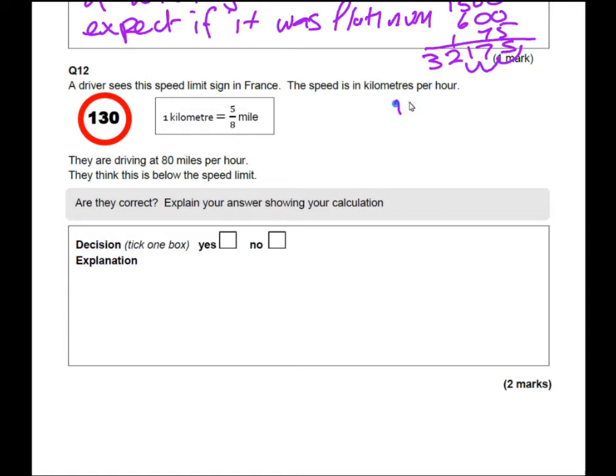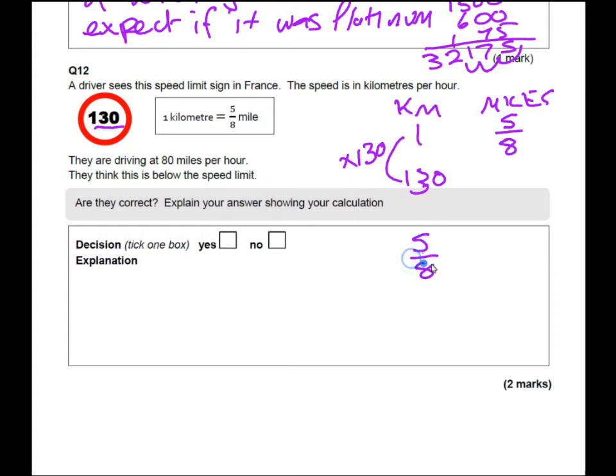So using our strap line, we've got kilometers to miles, and we're being told that 1 kilometer is 5/8 of a mile. We know the limit is 130 kilometers per hour, so we've multiplied this side by 130. So all we need to do is 5/8 times 130. And so this becomes a fraction of an amount question. So our rule for doing this is don't do that, do this. So we divide 130 by 8.